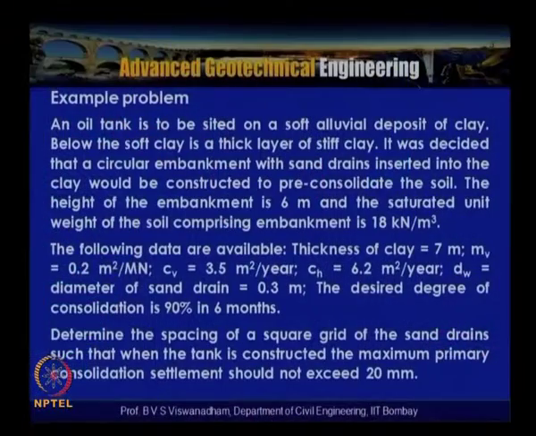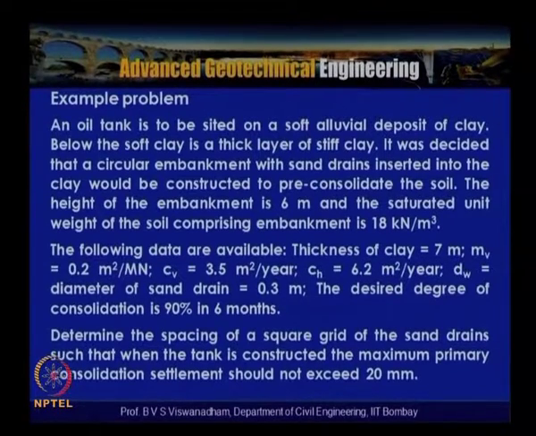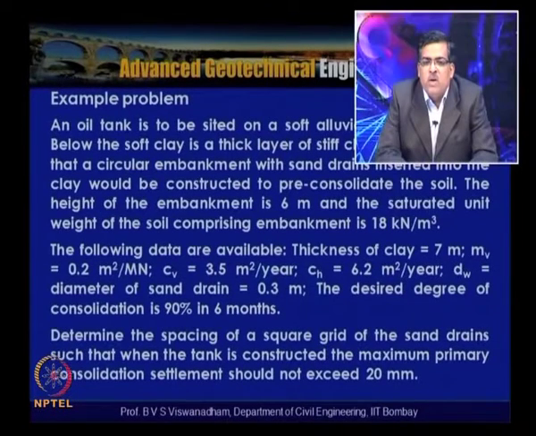So, let us take a problem where an oil tank is to be sited on a soft alluvial deposit of clay, and below the soft clay is a thick layer of stiff clay. That means it has got only one-way drainage. It was decided that a circular embankment with sand drains inserted into the clay would be constructed to pre-consolidate the soil. The height of the embankment is 6 meters, and the saturated unit weight of the soil comprising the embankment is 18 kilonewton per meter cube. And the following data are available.